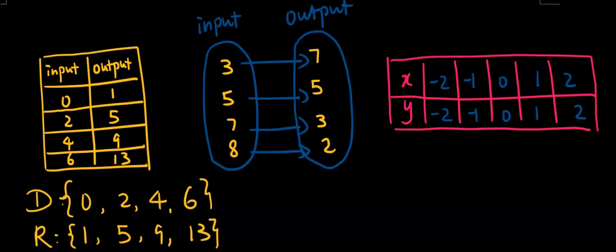What is the domain? Remember, domain's input: 3, 5, 7, 8. Domain. Range: 7, 5, 3, 2. That's range. Domain: -2, -1, 0, 1, 2. That's domain. Range: -2, -1, 0, 1, 2. That's range.